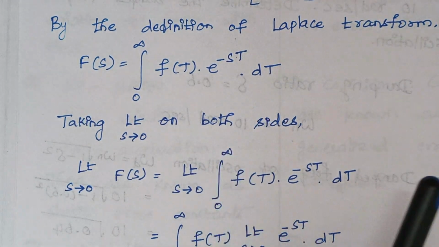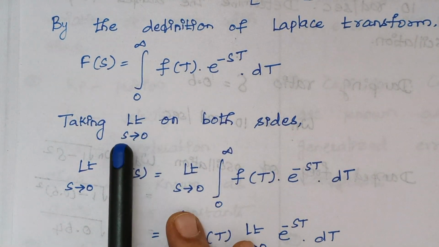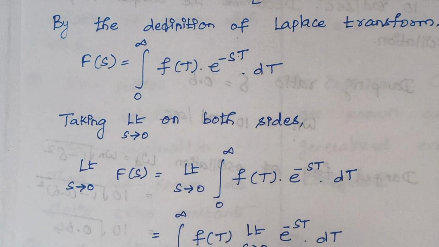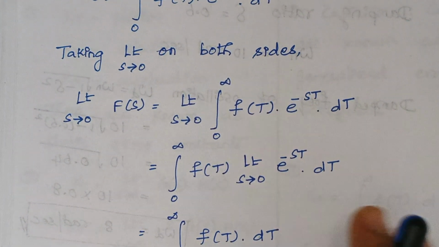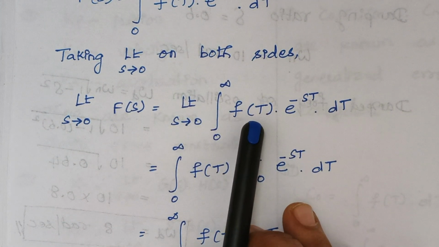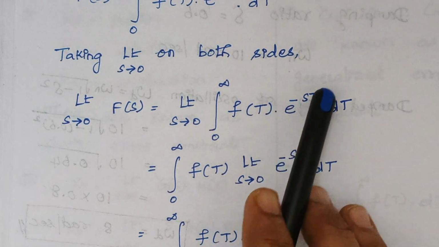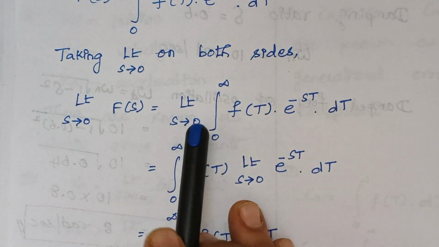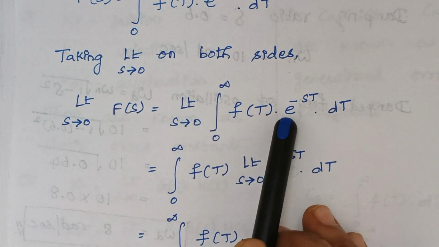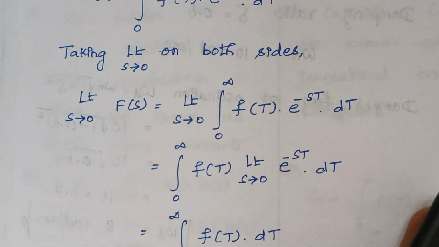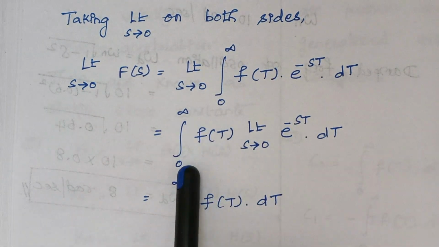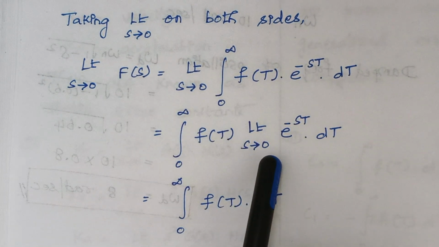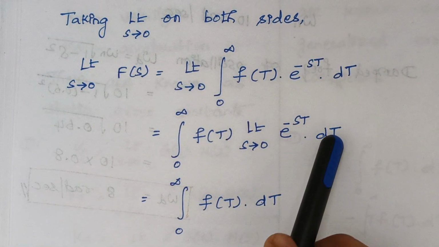The next step, we are going to take limit s tends to 0 on both sides. When you apply the limit on both sides, look carefully. Here we have a t term and here also a t term, and here we have an s term. So this limit s tends to 0 can be applied only to this exponential term. Therefore I am moving this limit s tends to 0 inside like this, that is f of t limit s tends to 0 e power minus st into dt.